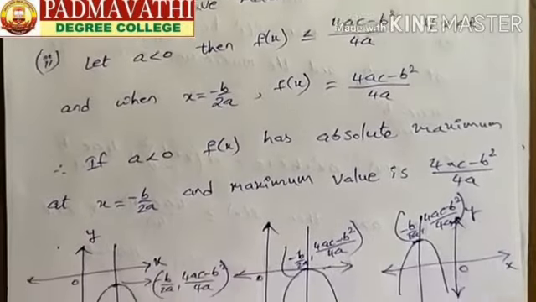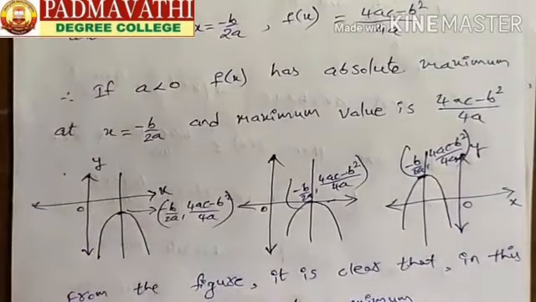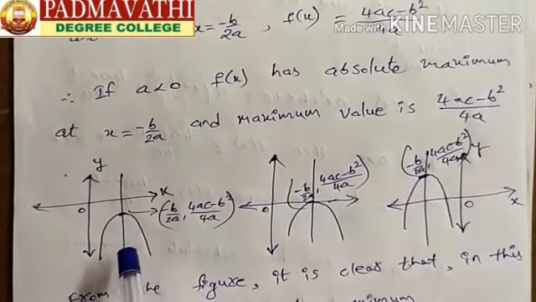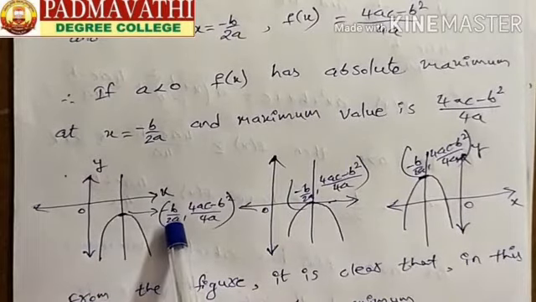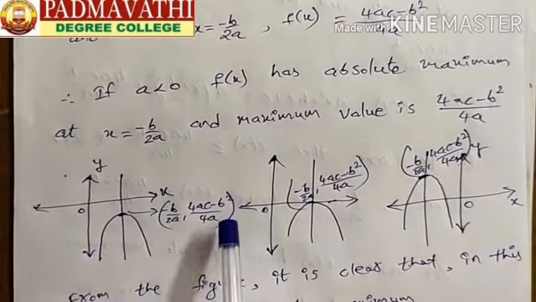For this condition also we can draw the graphs. Similarly, I am taking a less than 0, which means the curve is opening downwards. So in this case, at minus b by 2a the maximum value will come, 4ac minus b square by 4a.